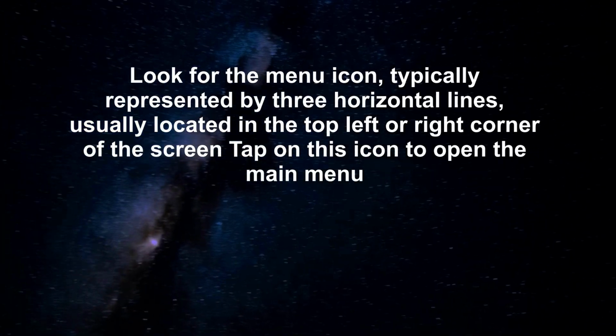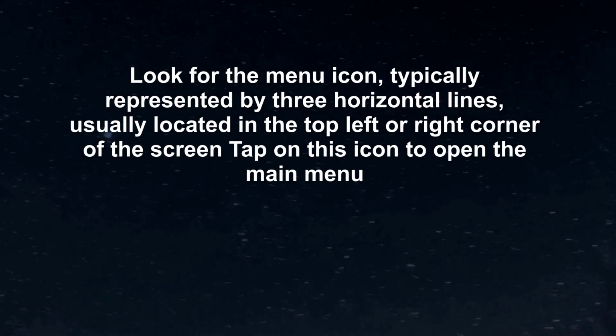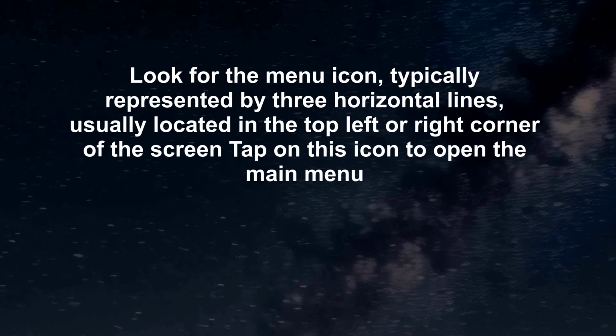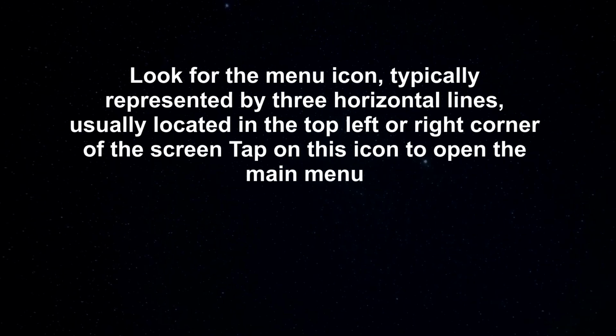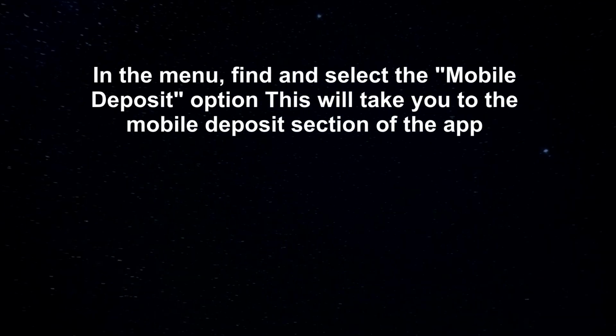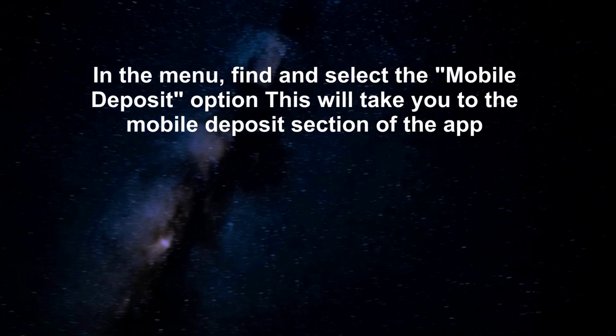Look for the menu icon, typically represented by 3 horizontal lines, usually located in the top left or right corner of the screen. Tap on this icon to open the main menu. In the menu, find and select the mobile deposit option. This will take you to the mobile deposit section of the app.